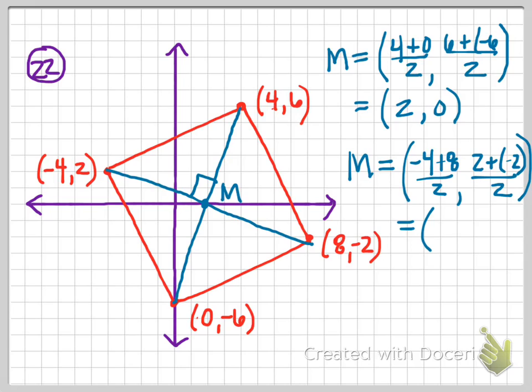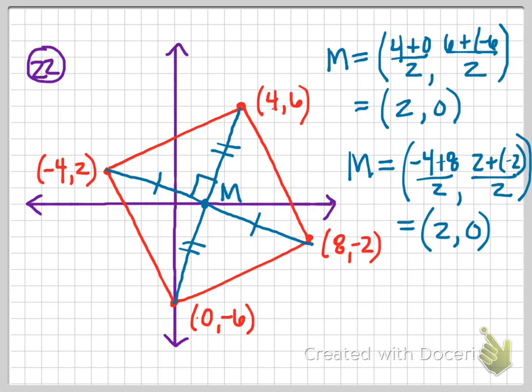For my x value of my midpoint, negative 4 plus 8 is positive 4. 4 divided by 2 is 2. And for my y value, 2 plus negative 2 is 0. 0 divided by 2 is 0. So they do have the exact same midpoint, which means they do bisect each other. So yes, we've got a rhombus.